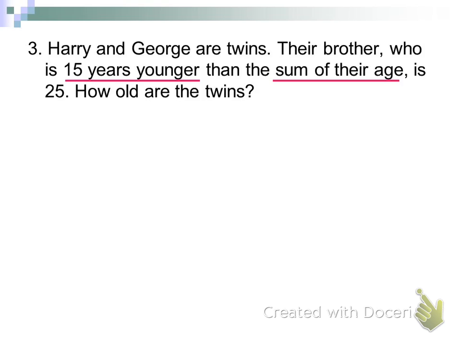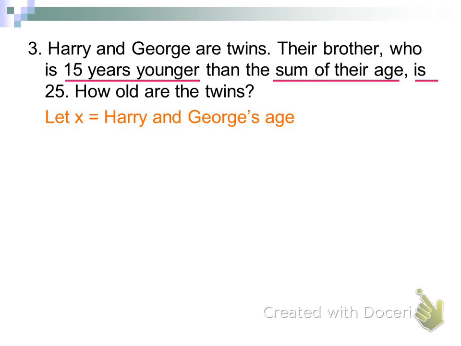Good. Sum of their age. What's that part mean? We're going to add their ages together. If they're twins, what do we know about their ages? They're the same. Very good. And then, of course, is will be where the equal sign goes, and then we'll have the 25.